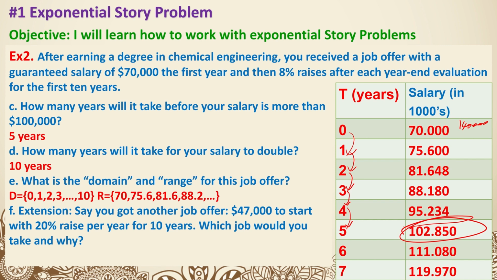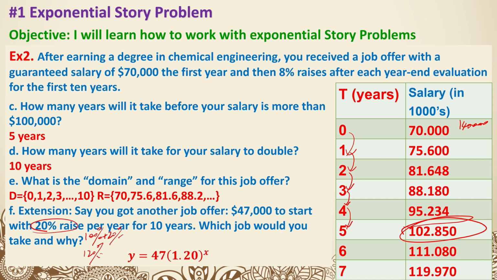And lastly, to set up, you got another job offer, 47,000 to start with, 20% raise per year for 10 years. Which job would you take? Let's actually set up how to calculate the other one. Y equals 47 times, 20% raise means 100% plus the 20% raise, which is 120%. In decimal, that is 1.2.